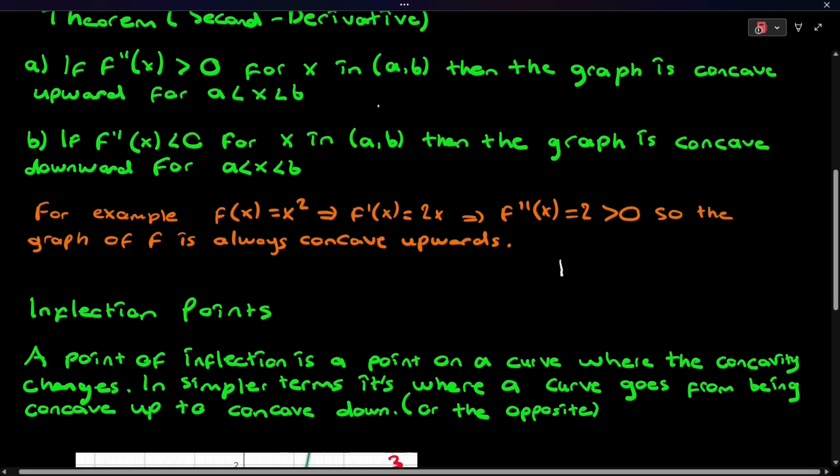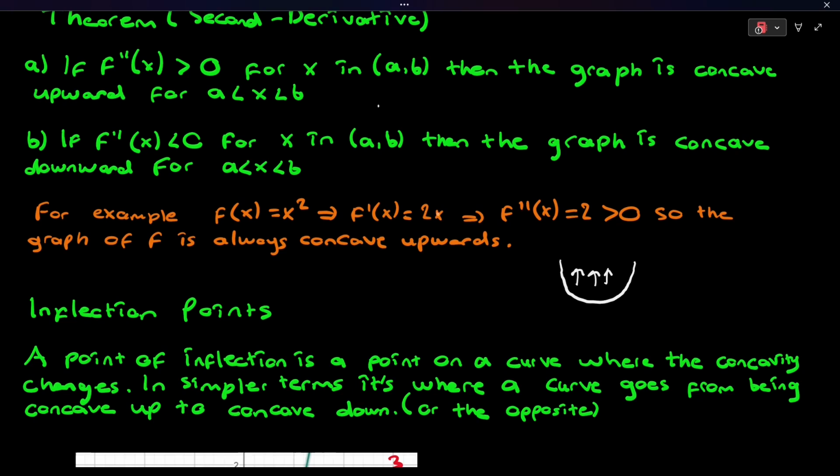For example, f of x is equal to x squared. We all know how this graph looks, right? Like this. Clearly concave upward. The first derivative is 2x, but we need the second derivative, which is equal to 2, which is greater than 0, so the graph of f is always concave upward, as we know.